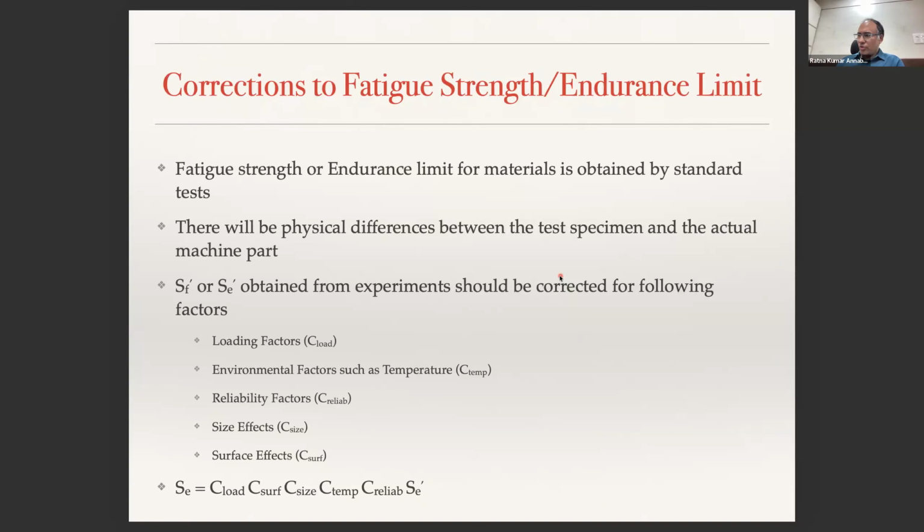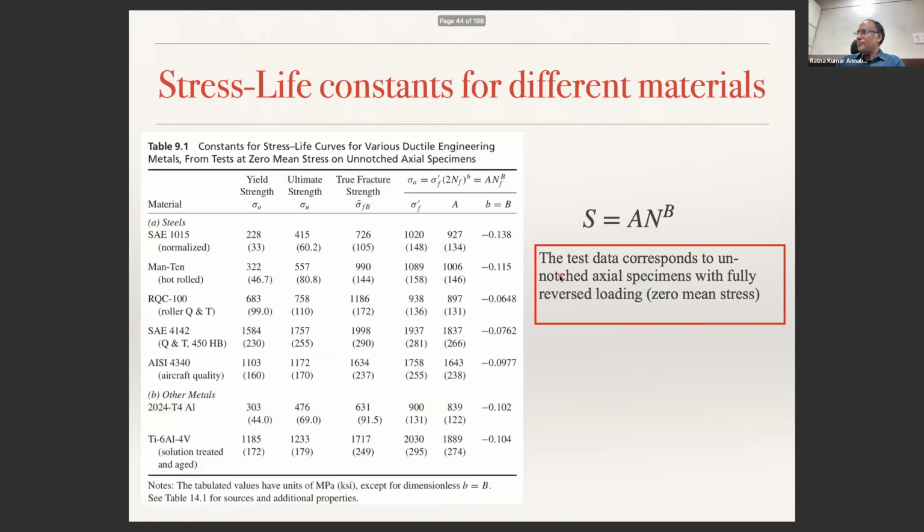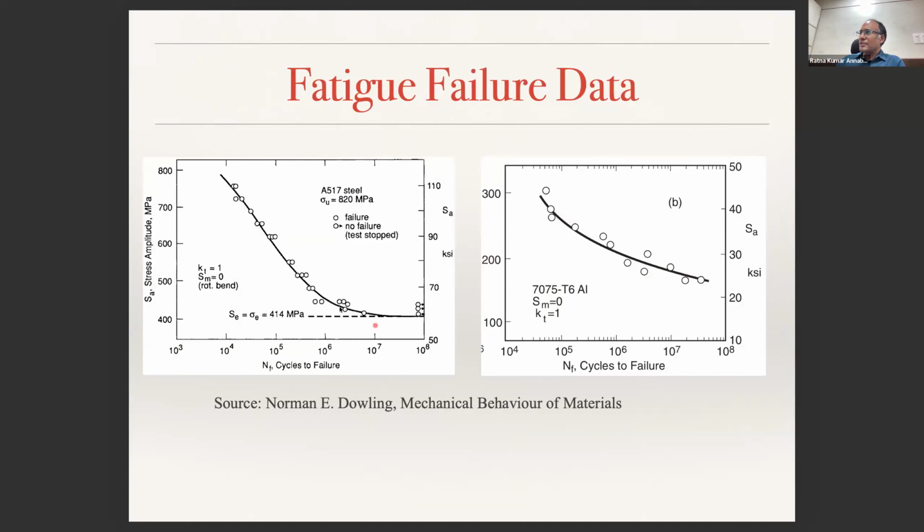Now, the fatigue test data that we have here is what we call test data obtained by doing the rotating beam bending test. What do we mean by that? When I say I have done the rotating beam bending test in order to obtain the fatigue data, what is the meaning?